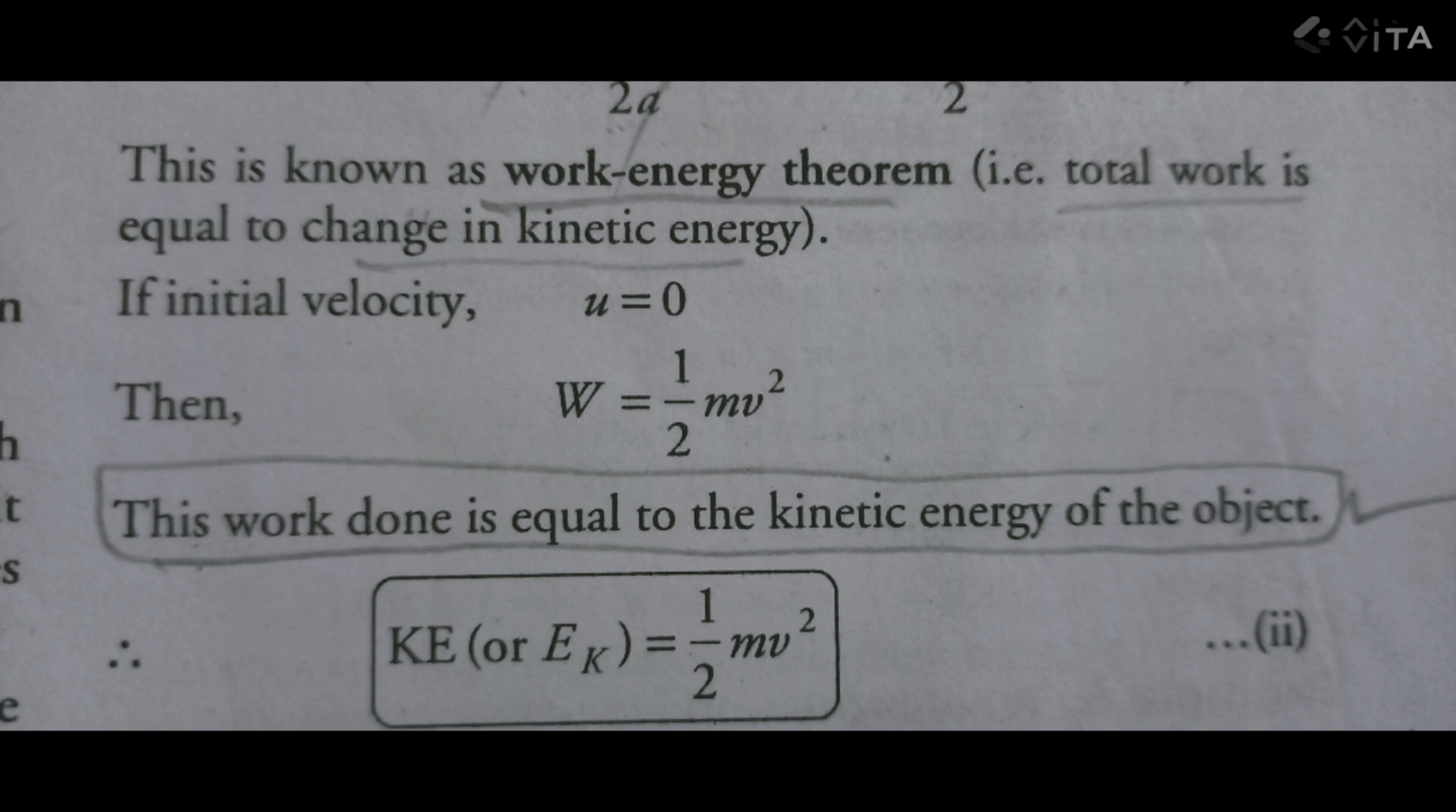Now, suppose the initial velocity is 0, that is u is equal to 0, then half mu square will be 0 and hence the total work done W will be half mv square. This work done is equal to the kinetic energy of the object. Hence, Ek, kinetic energy, is represented as 1 by 2 mv square or half mv square.